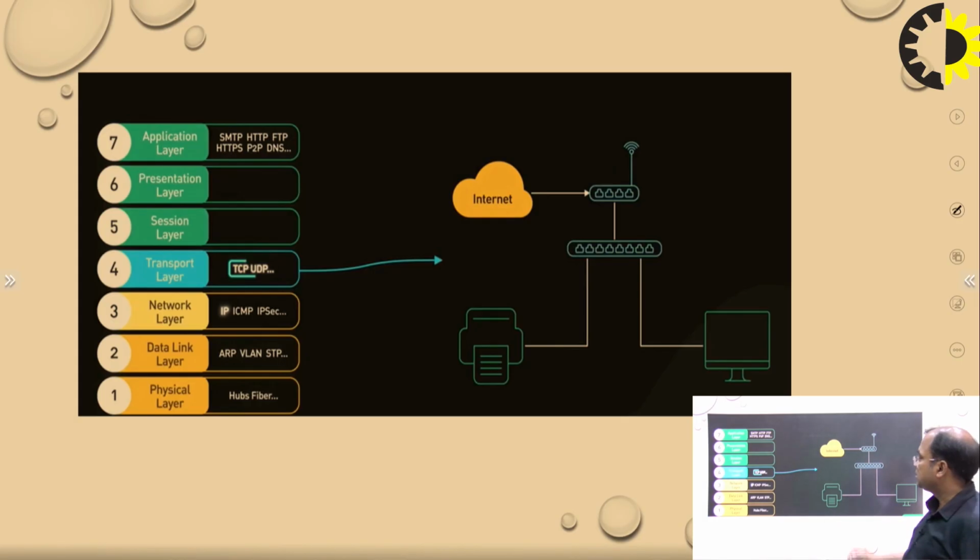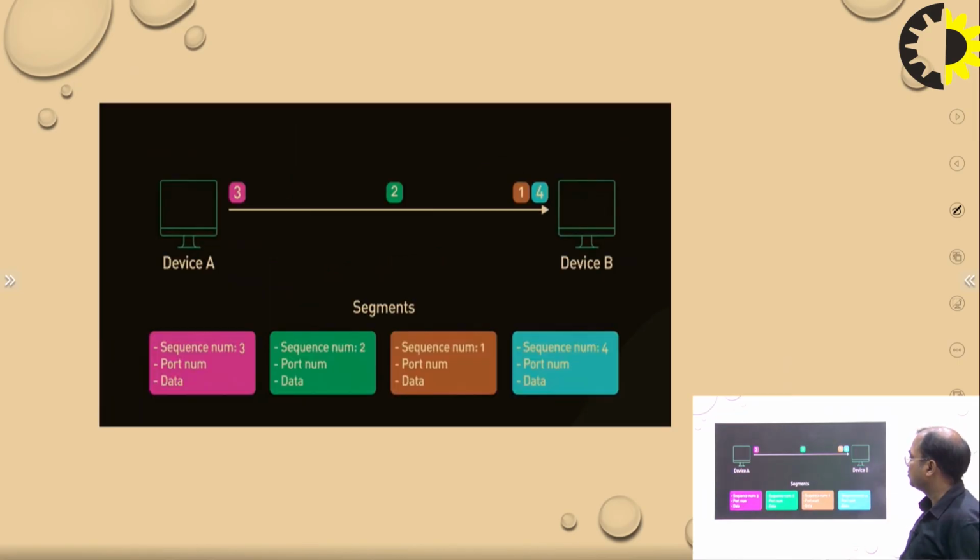This is the difference we'll see in the next file. Let's go on. Next is how devices communicate. Say device A and device B want to communicate. How do they communicate? Through segments.